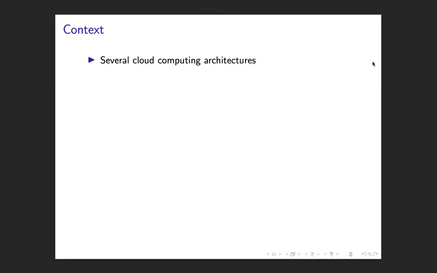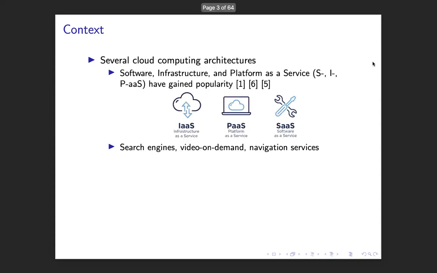We work with the following context. We see the deployment of several cloud computing architectures. Usually, they can be classified into one of the following: software as a service, infrastructure as a service, or platform as a service.